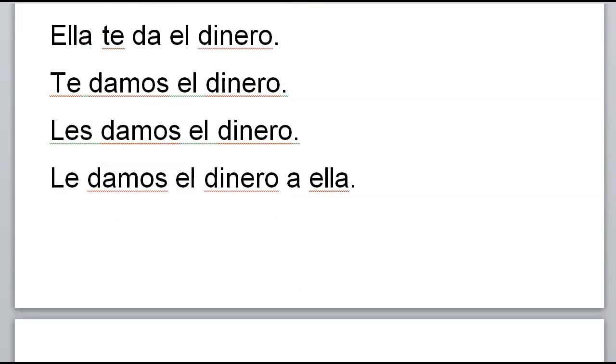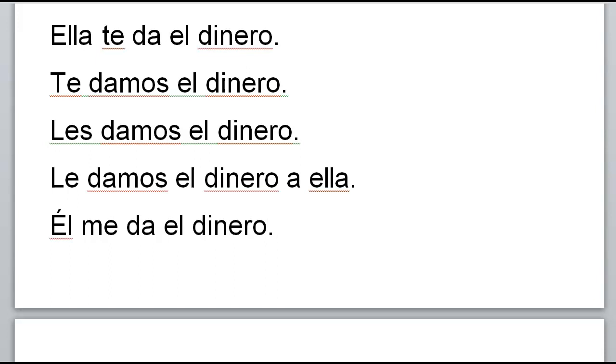He gives, he gives me the money. Él me da el dinero. Okay, so I think at this point you get the idea, you know what's going on.